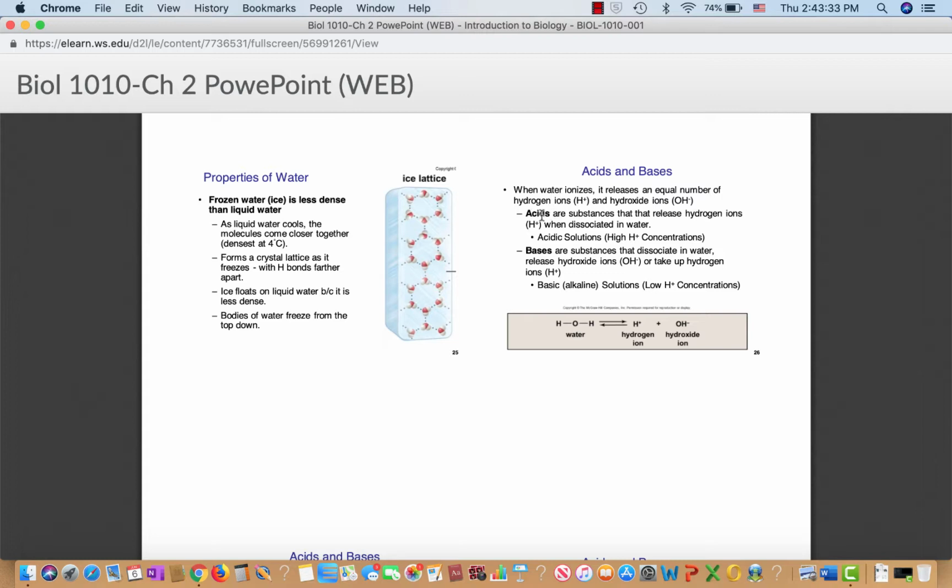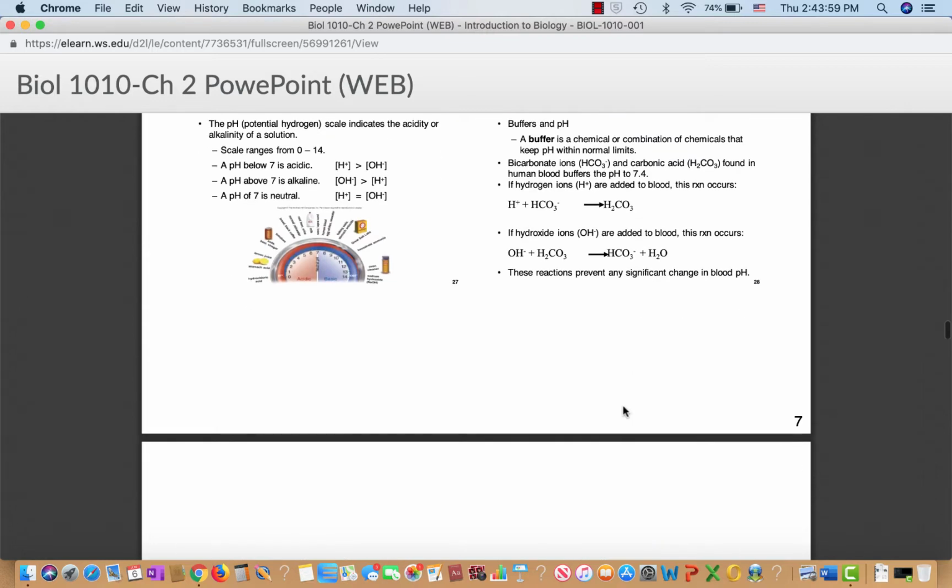Anything that releases hydrogen ions in water is an acid, and anything that releases hydroxide ions in water is a base. And the funny thing is, water can actually dissociate into both. So in the right context, water is both an acid and a base. And there are other definitions for acids and bases, but for our purposes, this is the one you need to know.